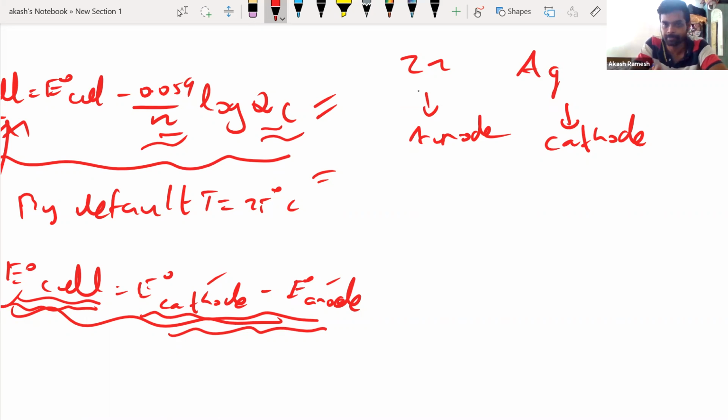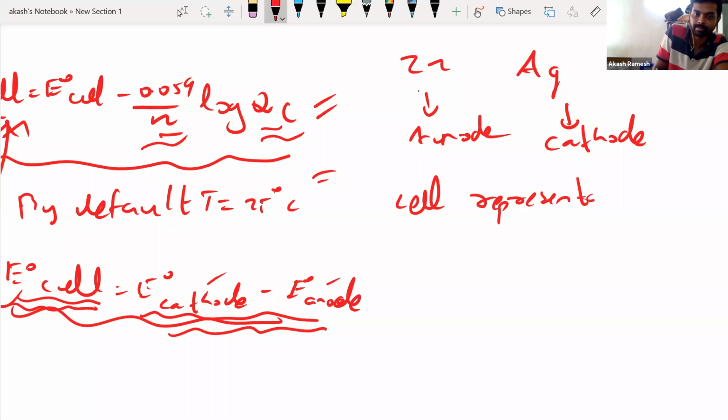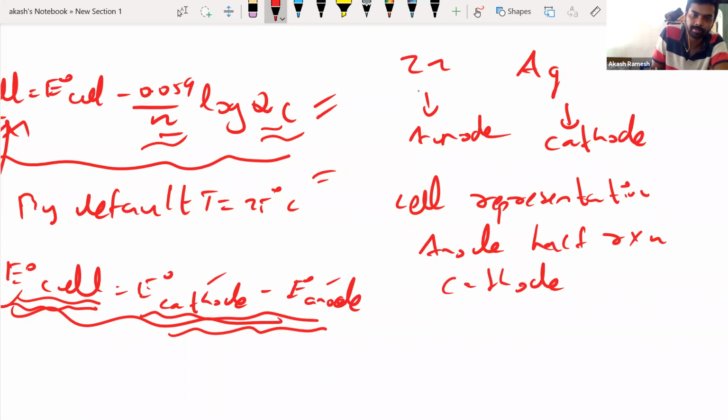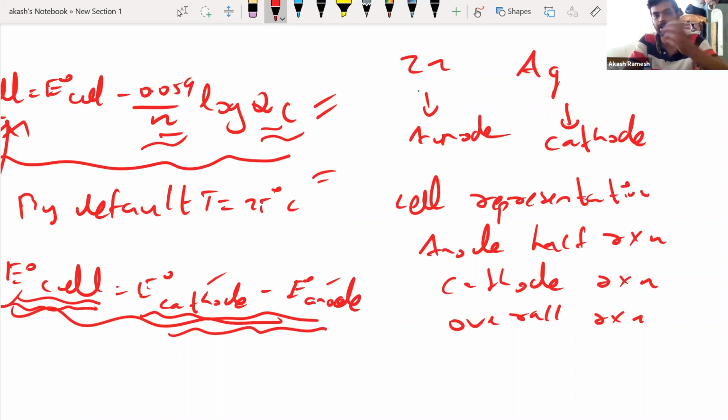I will give you a minute to write the cell representation. Write the anode half reaction, the cathode half reaction, and the overall reaction. I'll give you 2-3 minutes. I want you to write all of this and keep it. How do you represent the cell if I have zinc and Ag? What is the anode half reaction, cathode half reaction, and the overall reaction? I need to know. Go for it.